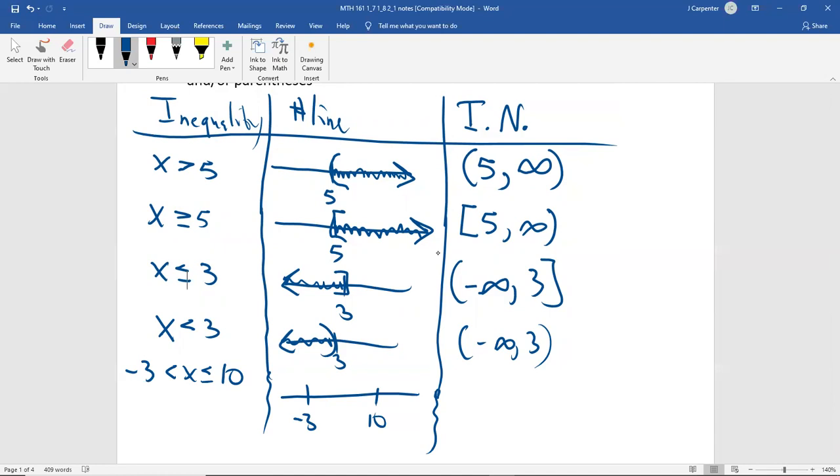Then the x is between those numbers, so you shade between the numbers. We're not going off to infinity this time. The negative 3 gets a parentheses because no or equals. The 10 gets a bracket because it had it. Then the interval notation is just from negative 3 up to 10, bracket the 10, parentheses the negative 3.